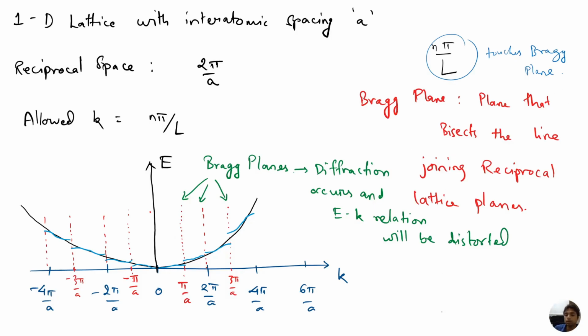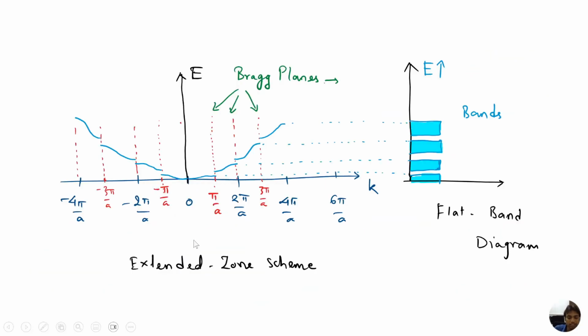And when diffraction occurs, E equal to ħ²k²/2m, this expression will get modified. At the point where the diffraction is happening, you will not see this relation to be true. So you will start with a parabola. Remember that this parabola is actually discrete. But at the point where you are approaching the Bragg plane, your parabola will get distorted. So this is the distorted parabola, and you get this kind of curve.